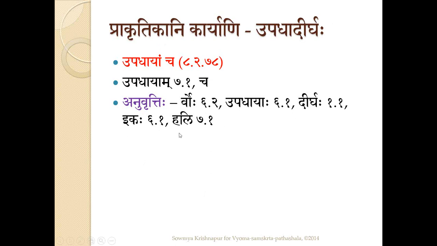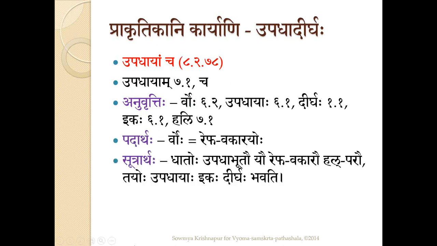Ikaha dirghaha. Hali. So the ik gets dirgha. The ik which is the upadha. Okay. Of what? Rvoho upadhayaha ikaha. So the ik which precedes repha or vakara. Okay. So as you see, there is repha or vakara which is preceded by ik. Okay. So that gets dirgha if the following letter is a hal. Okay. Rvoho ityasya repha vakarayoho ityarthaha.